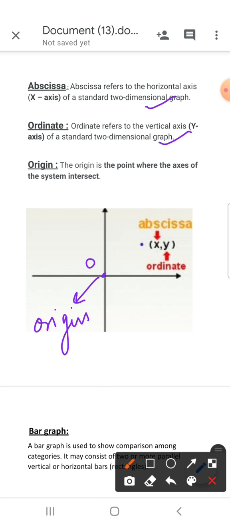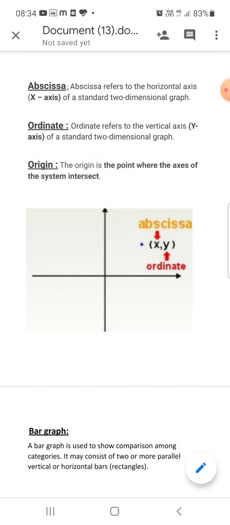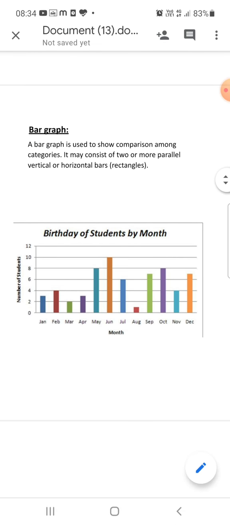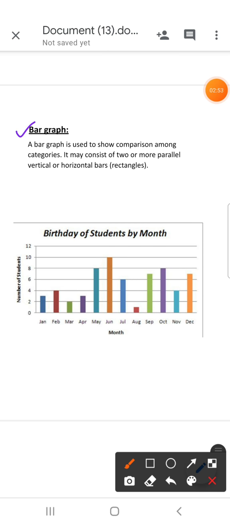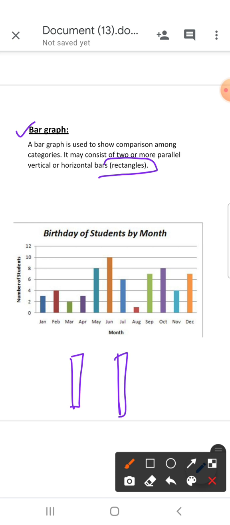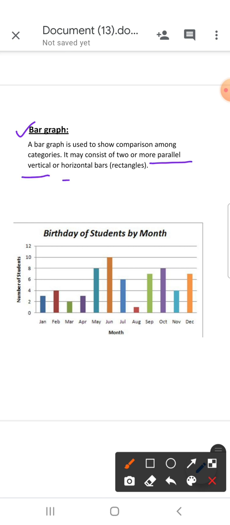Now graphs can be of many types. At first we will know about bar graph. Bar graph, what does it mean by bars? Bars means the rectangles, vertical rectangles, which have particular length. These are called bars. So here a bar graph is used to show comparison among categories. It may consist of two or more parallel vertical or horizontal bars. Here you can see the bars will be parallel. They can be vertical or horizontal.